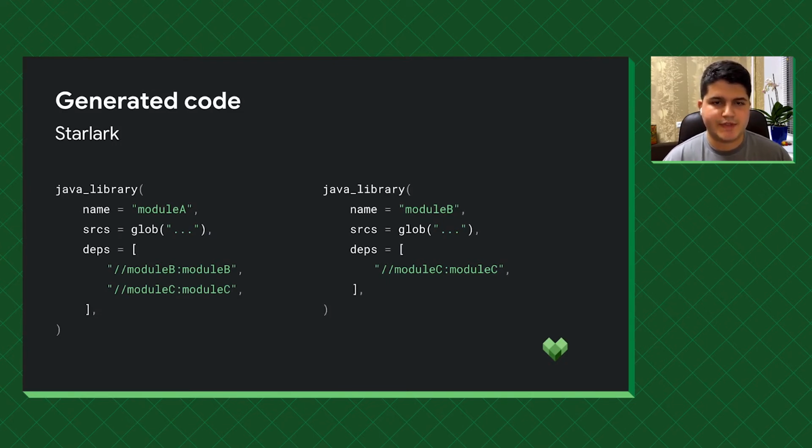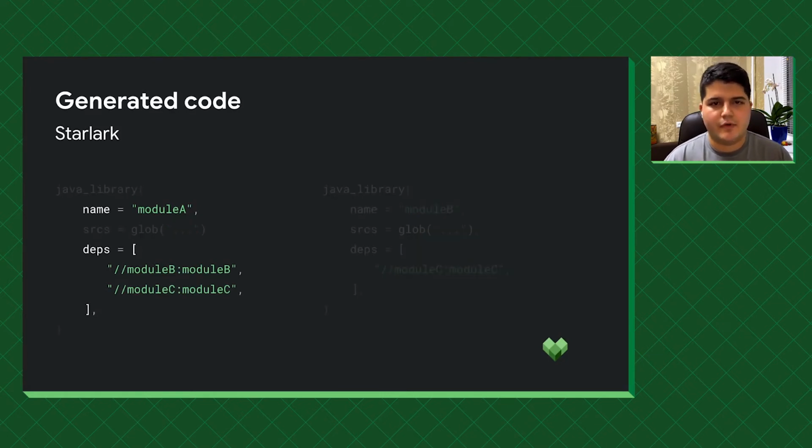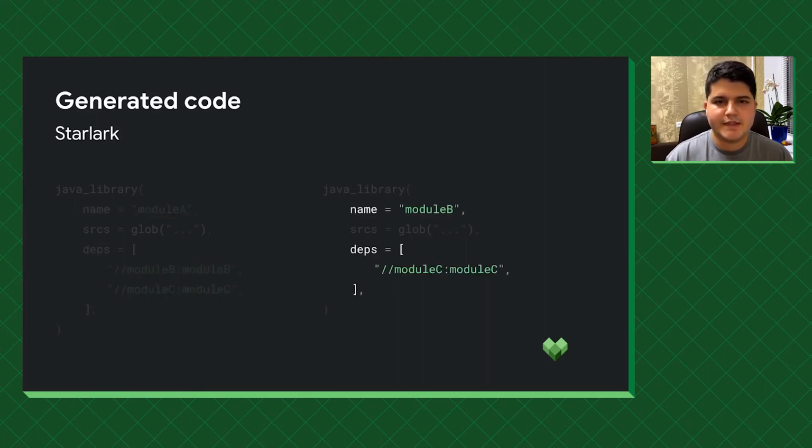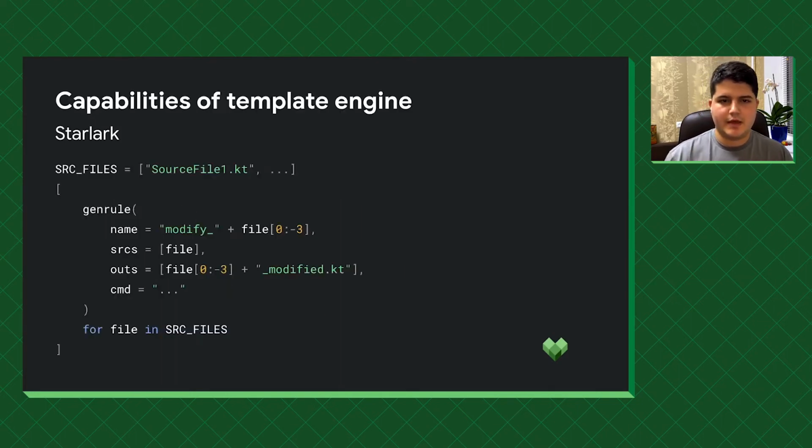And they will be pretty similar, but their unique details would be different. For example, for module A, we would have a unique name of the module A, and also we would have a list of dependencies that is applicable to module A. And the same can be done with module B and like many other modules.